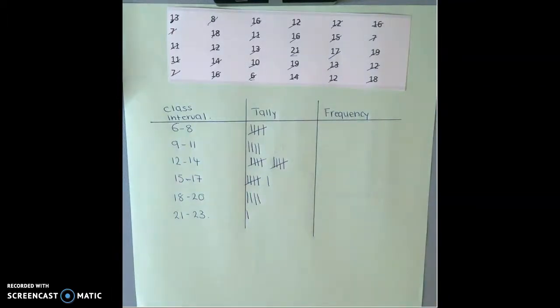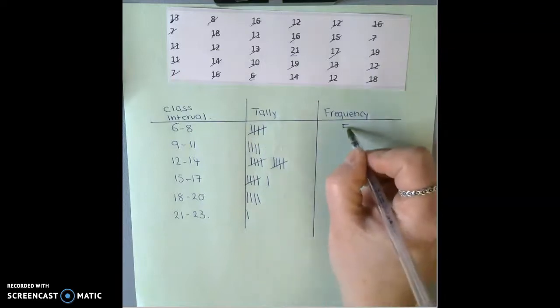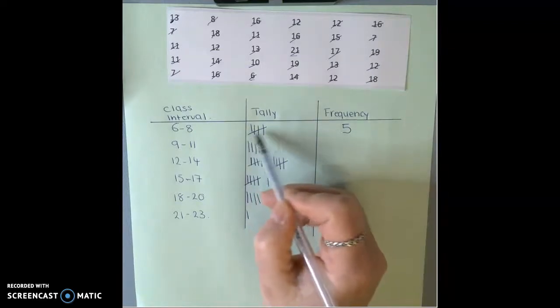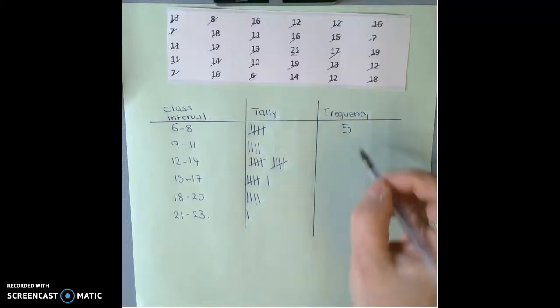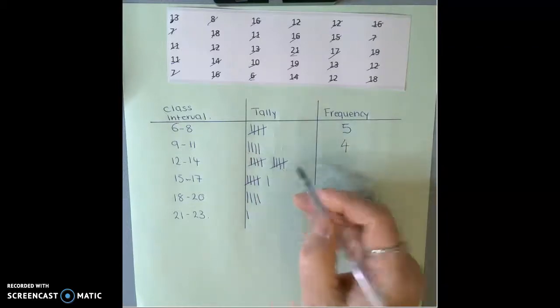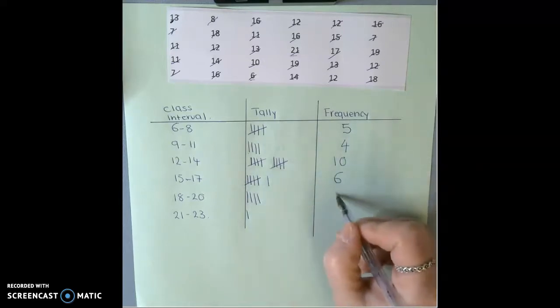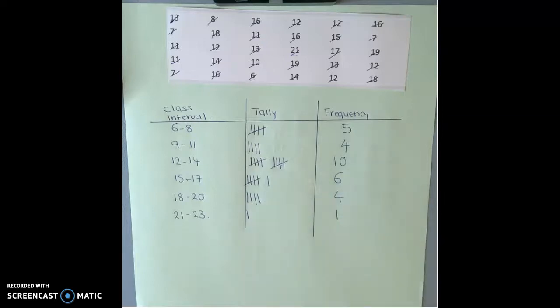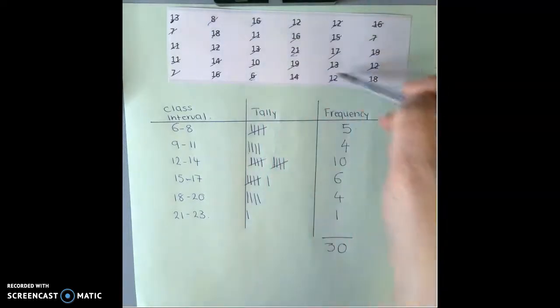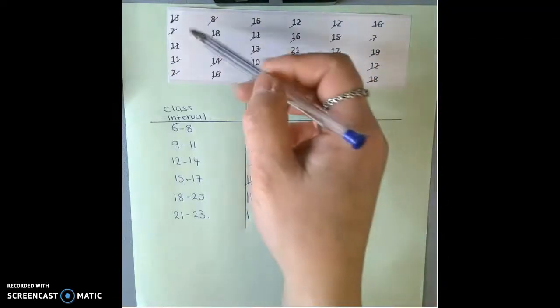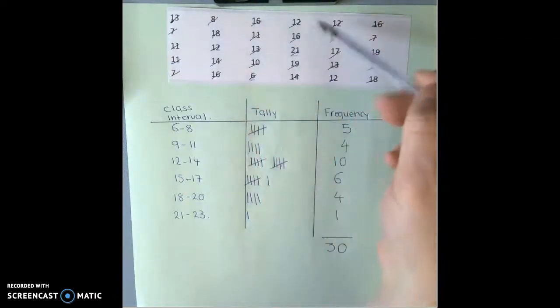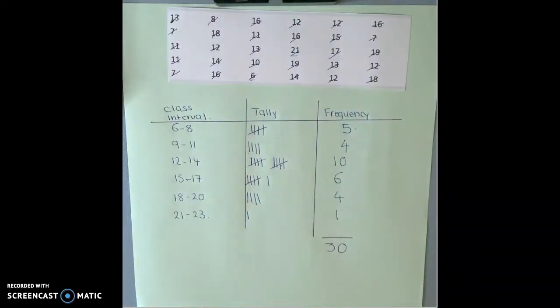So now that we've done an accurate tally, we can add these all up. Because remember, your 4 bars and your gate adds up to 5. We've got 4 here. We've got 10 here. 6. Another 4 and a 1. Okay, and all this should add up to the number of data points that you've got here. So not these added together, but the number of data points, the number of days that she did the survey over.